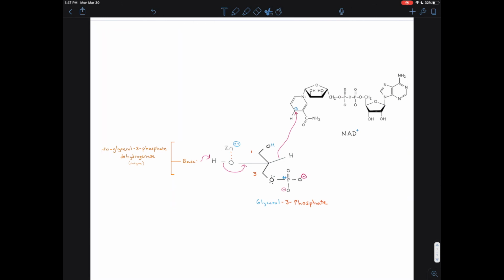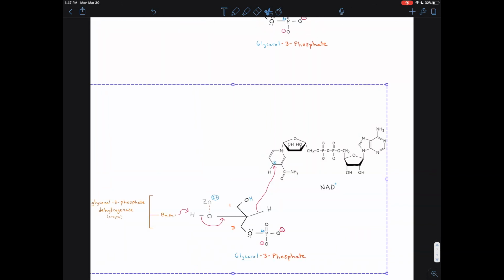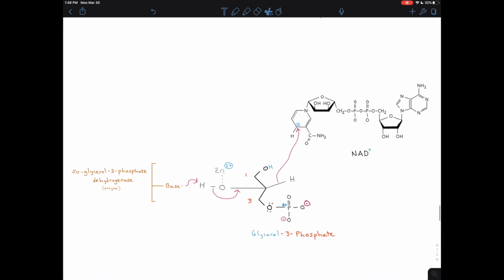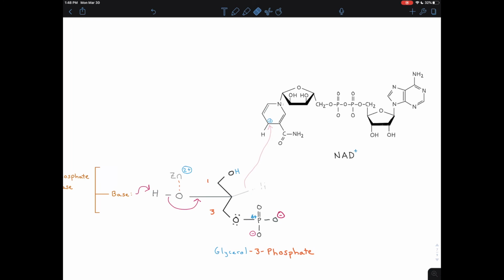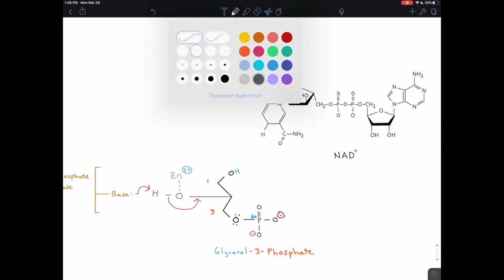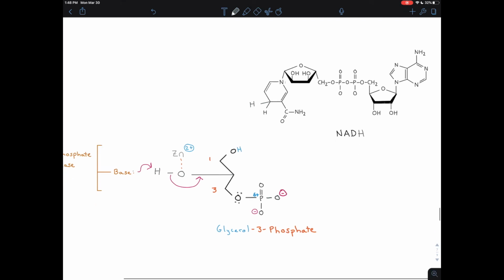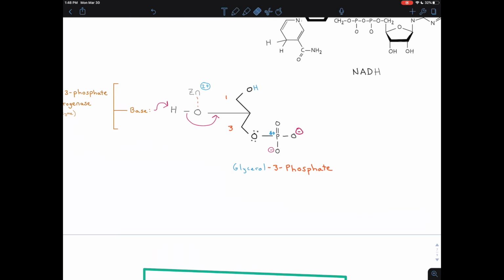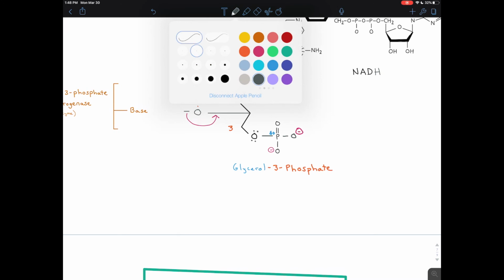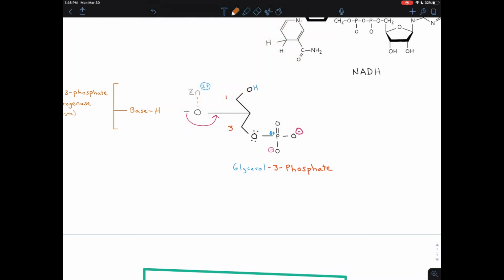So what we're left with, now it's a lot happening all at once, is this hydrogen no longer being on what was the glycerol, and instead being on what has become NADH. And that H is this H that was just added. And the hydrogen on the glycerol is now attached to the base, and these electrons here form a pi bond to that middle carbon.